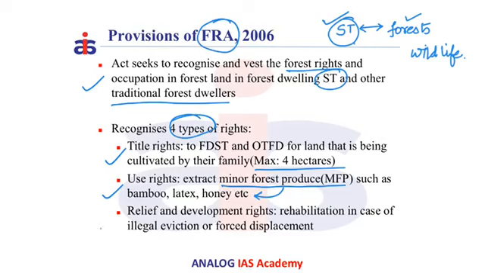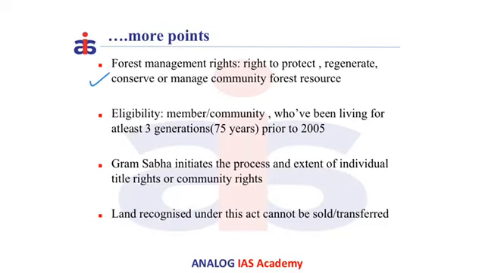The other rights are the relief and development rights. If a forest-dwelling community has been evicted illegally or forcibly displaced due to the construction of a dam, etc., they need to be rehabilitated before being evicted from the land. The last right is the forest management right, which recognizes the community forest resource, where a community as a whole develops a piece of land in the forest area.